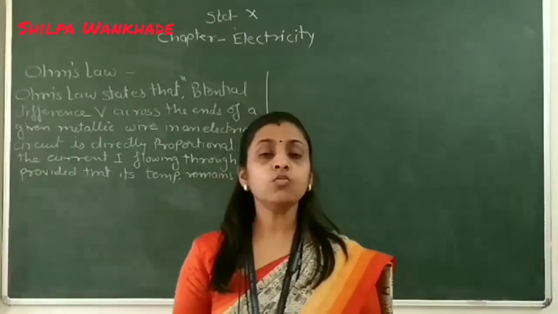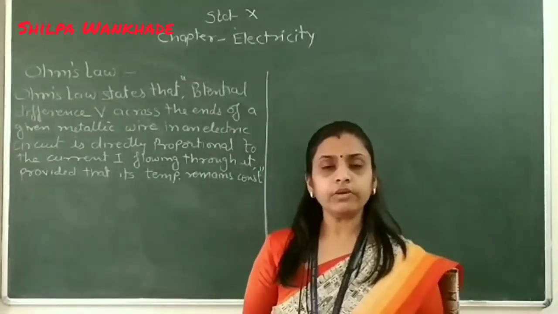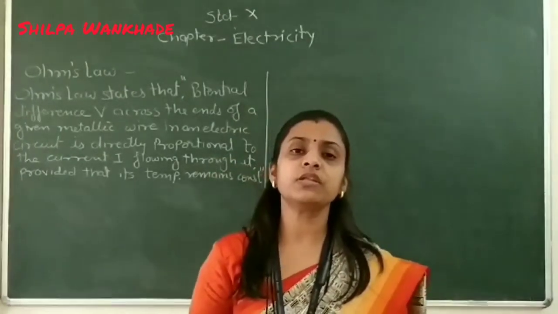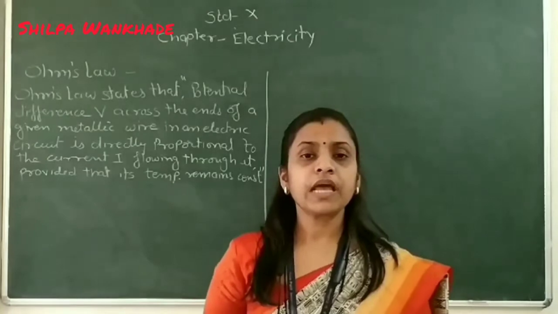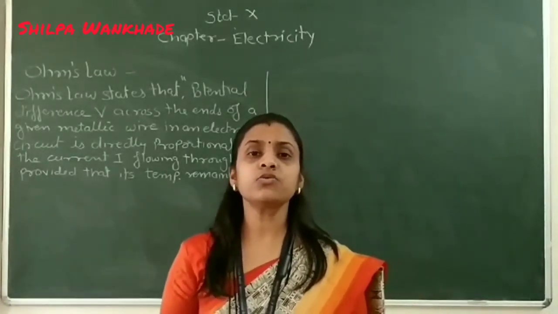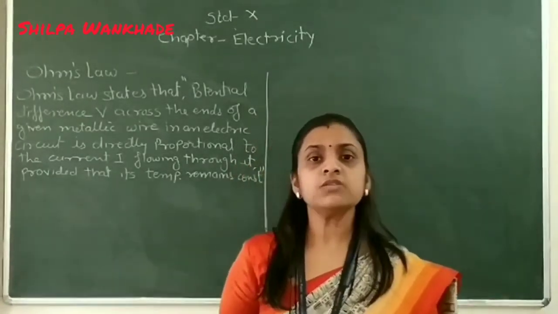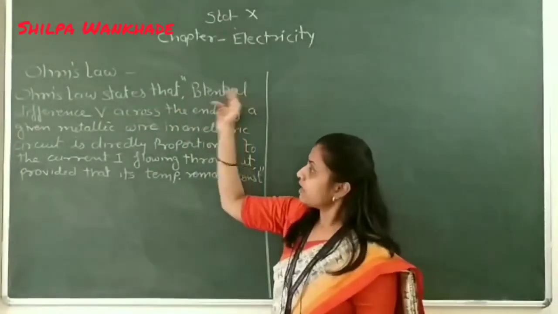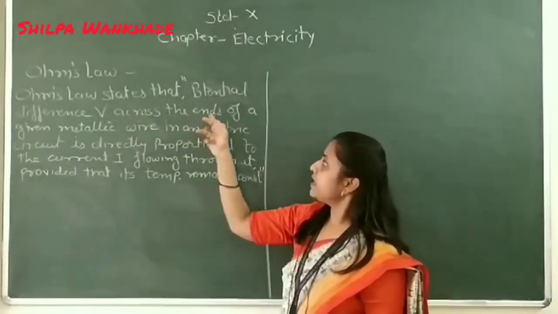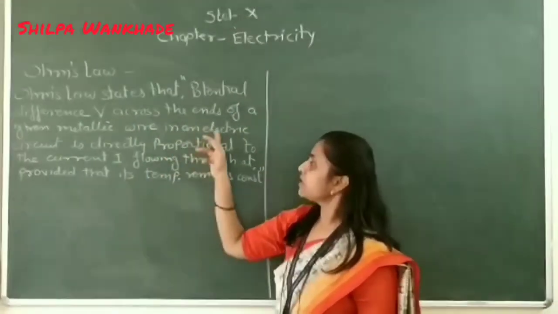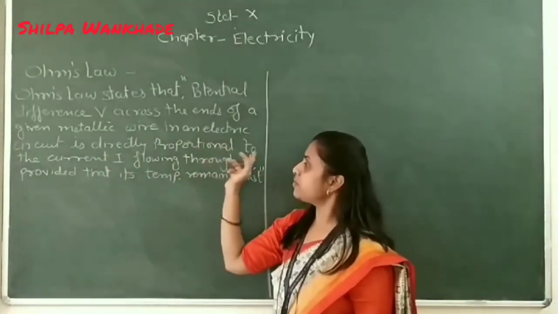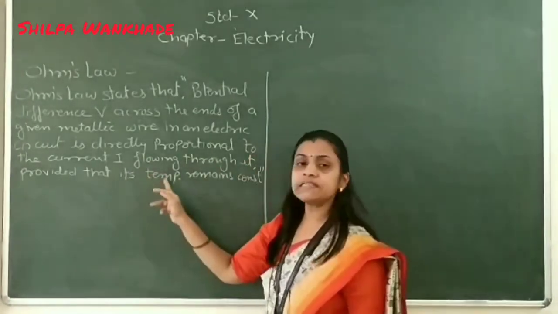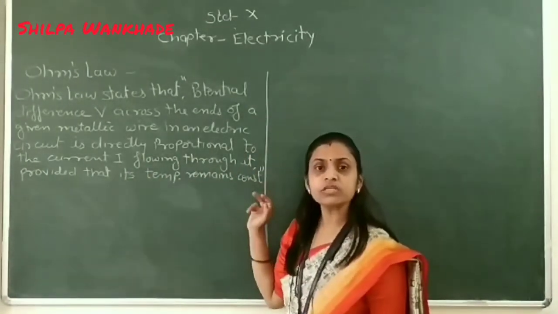This topic is Ohm's law. In 1827, the German physicist George Ohm proposed the relationship between the current flowing through a conductor and the potential difference across the two ends of a conductor. Ohm's law says that the potential difference V across the ends of a given metallic wire in an electric circuit is directly proportional to the current I flowing through it, provided that its temperature remains constant. So what is Ohm's law?